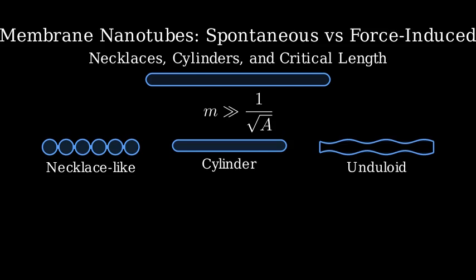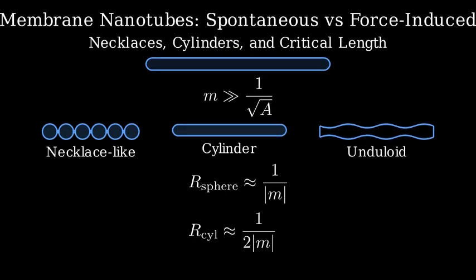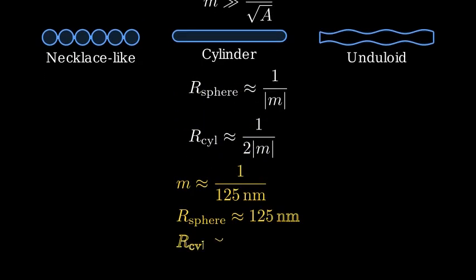The length scale is set by the spontaneous curvature. The sphere radius is about 1 over absolute m, and the cylinder radius is about 1 over 2 times absolute m. As a concrete value reported in experiments, the spontaneous curvature can be about 1 over 125 nanometers, which implies a cylinder radius of about 62.5 nanometers and a sphere radius of about 125 nanometers.